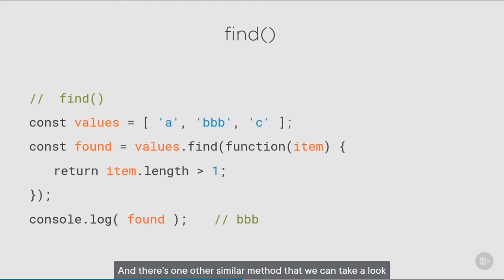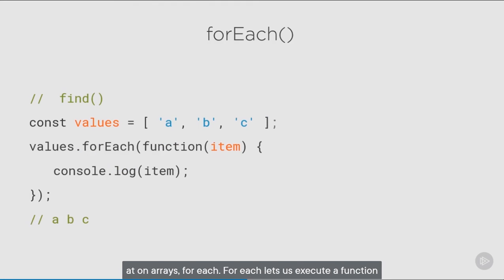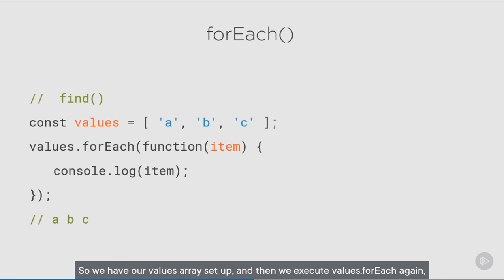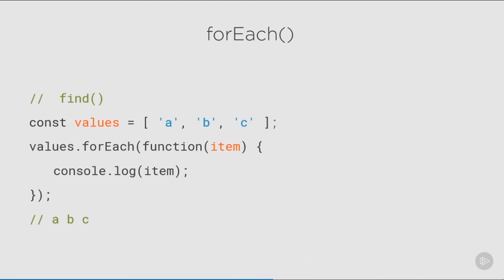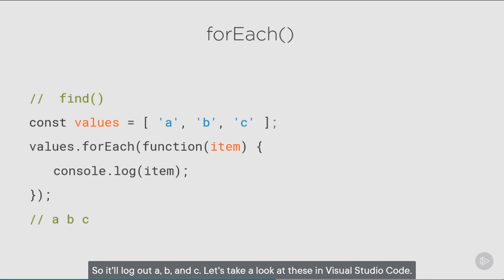And there's one other similar method that we can take a look at on arrays, forEach. forEach lets us execute a function on each element of an array. So we have our values array set up, and then we execute values.forEach, again passing it a function. So for each element in the array, this function is called once. The first time, item will be set to A, second time it'll be set to B, and so on. And we're simply logging out each item. So it'll log out A, B, and C.